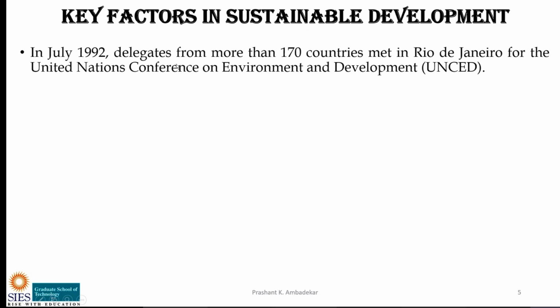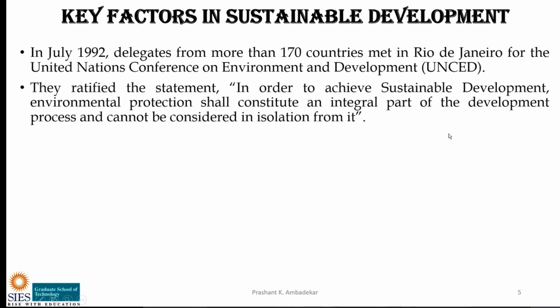Then in July 1992, delegates from more than 170 countries met in Rio de Janeiro for the United Nations Conference on Environment and Development. Earlier it was the World Commission on Environment and Development, and later the United Nations met and created this United Nations Conference on Environment and Development. So these 170 countries met for this conference, and they ratified the statement.